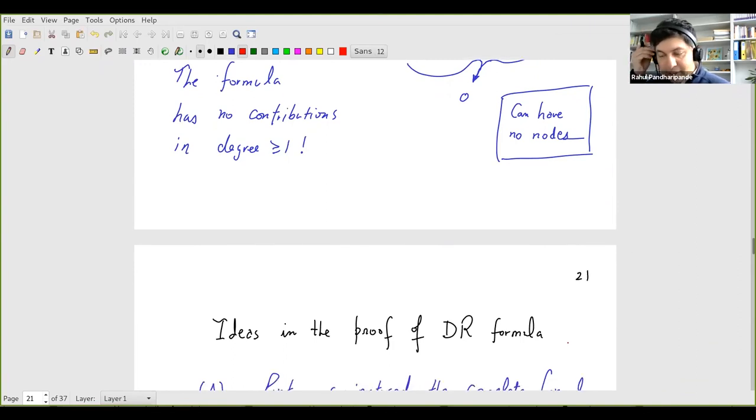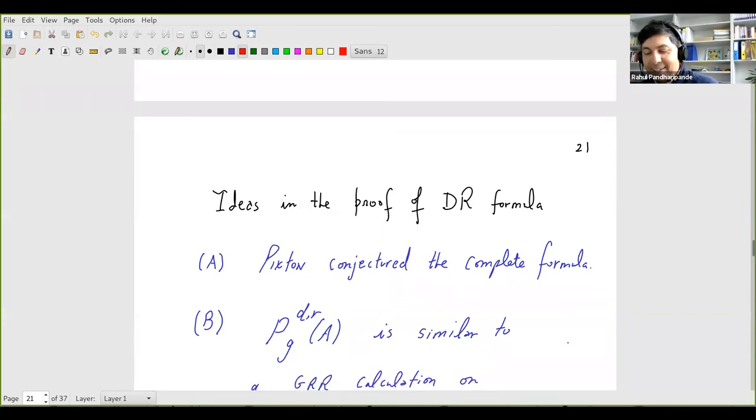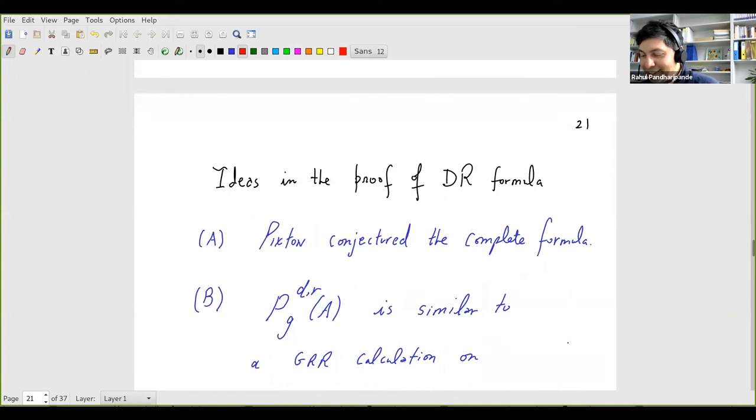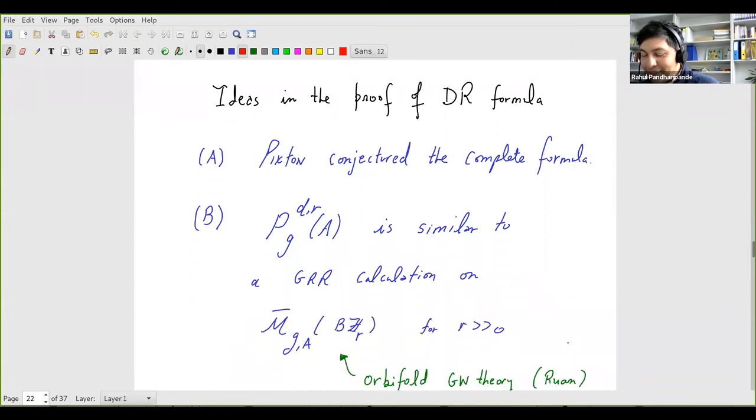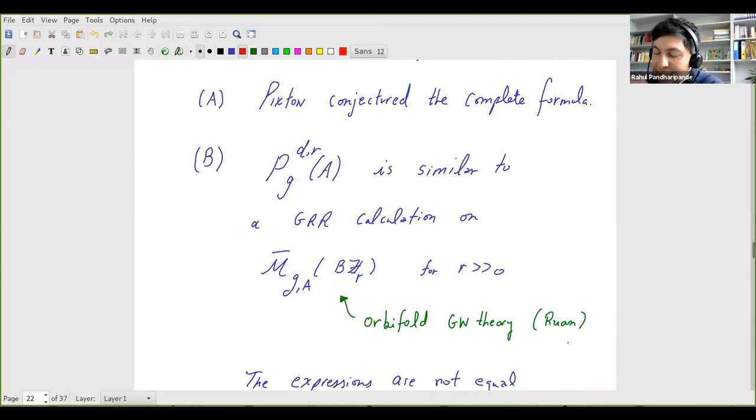Okay, so I want to say some comments about the proof of this formula. The main part of the proof is that Aaron wrote the answer down. That helped a lot, because then you could see from the answer he conjectured how to proceed. The first observation is that if you look at this formula that he wrote, the shape of the answer is similar to a GRR calculation on this moduli space of maps to orbifold BZR. This GRR calculation appears in papers of Kyoto. And if you look at them, the answers look a little bit similar.